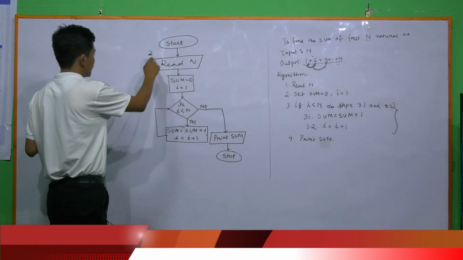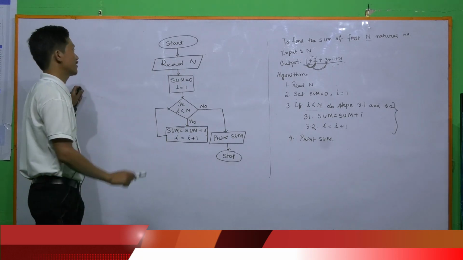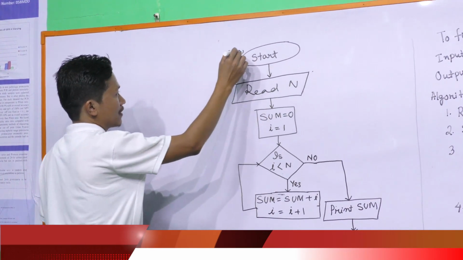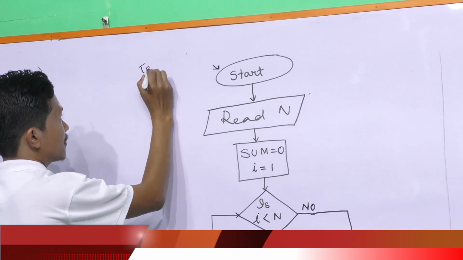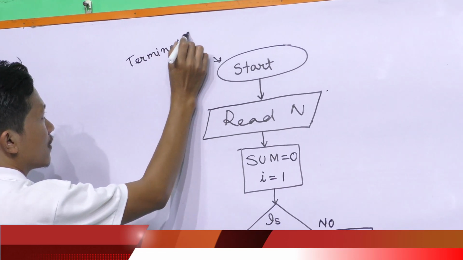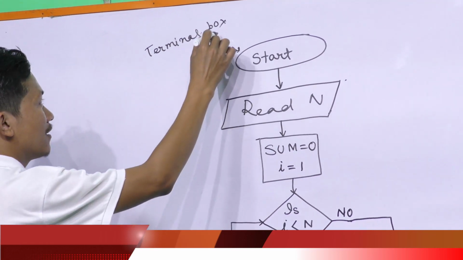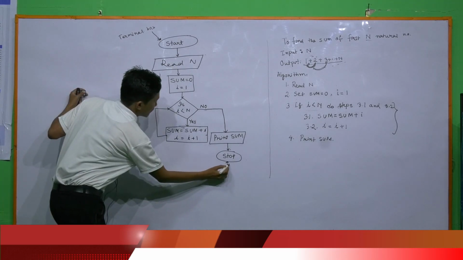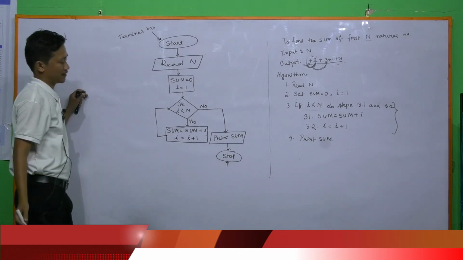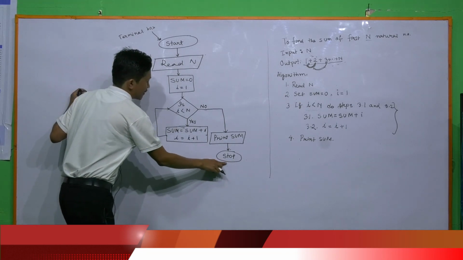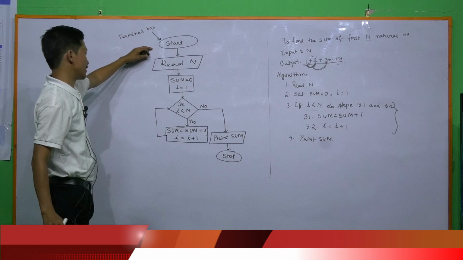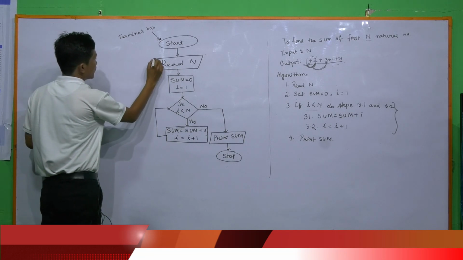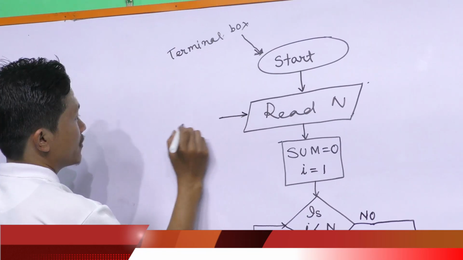Here, algorithms follow some conventions. I will be explaining all those things also. This oval shape or elliptical box is known as the terminal box. The terminal box represents the beginning and end of a flow chart. A flow chart has exactly one start box, and depending upon the problem, it may have more than one stop box. And this parallelogram shape box is known as the IO box, meaning input output box.